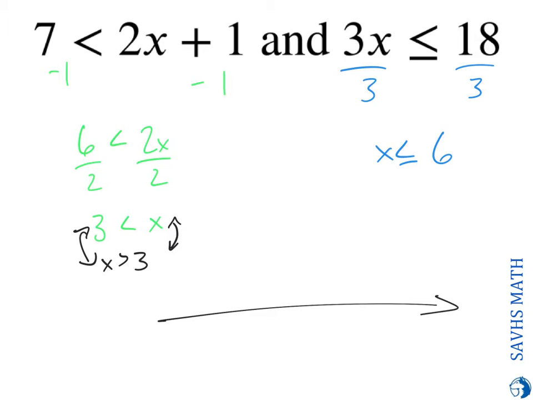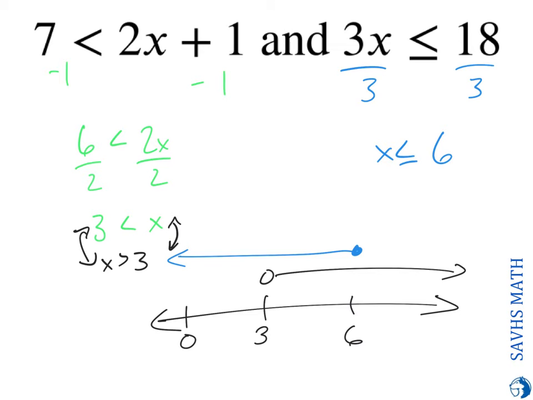Here's my number line. Here's where 3 is. Here's where 6 is. 0's over here then. So x is greater than 3 is that inequality. X is less than or equal to 6 is this inequality. So where are they both true? They are both true during this part of the graph. Like that. Just kidding, this has to get filled in. Okay, there we go.